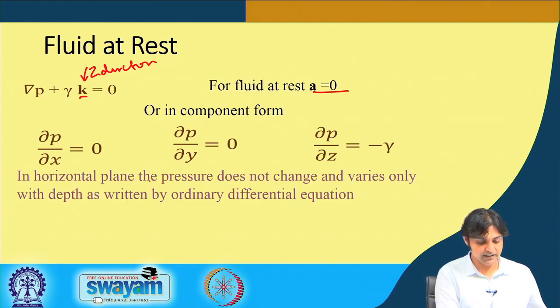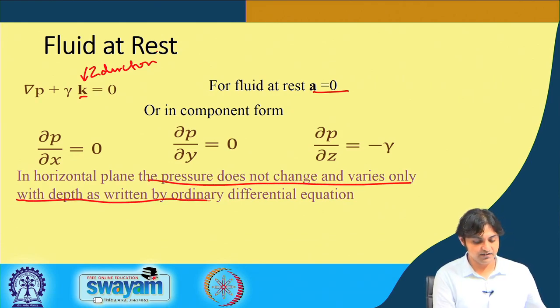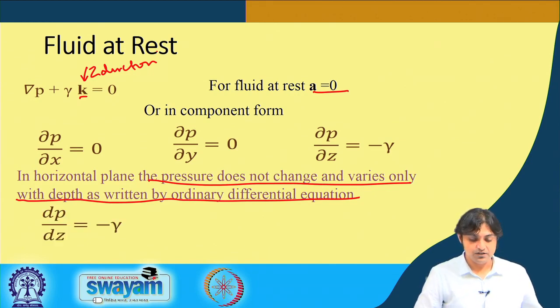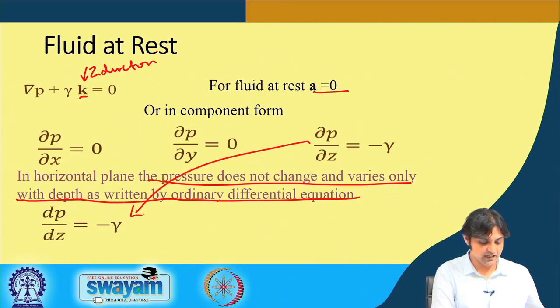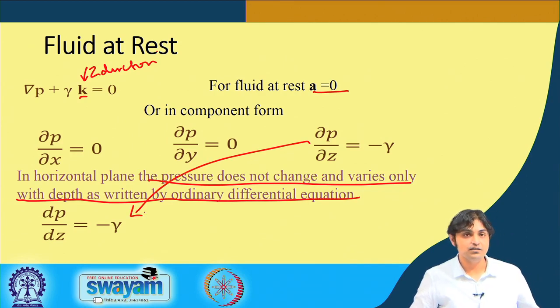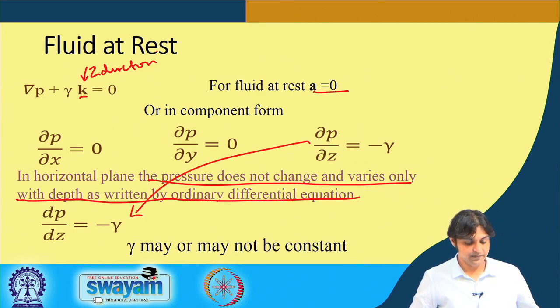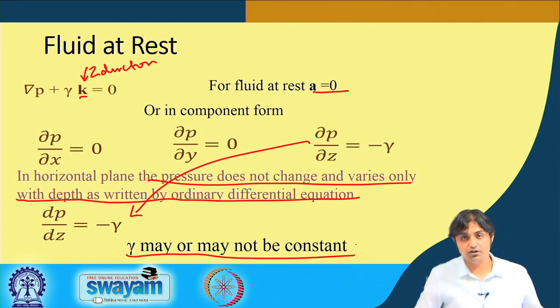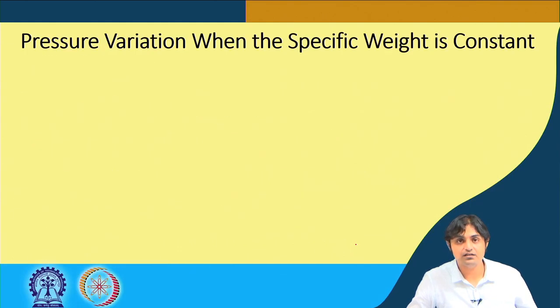Okay. In horizontal plane the pressure, so what does it mean? In horizontal plane the pressure does not change and varies only with depth, as written by an ordinary differential equation. So in case of no acceleration, there will be no pressure variation in x and y direction, only in z. So this equation in z direction can be written as dp dz equals minus gamma. Now one of the important things is gamma may or may not be constant, right, and that is what we are going to see next.